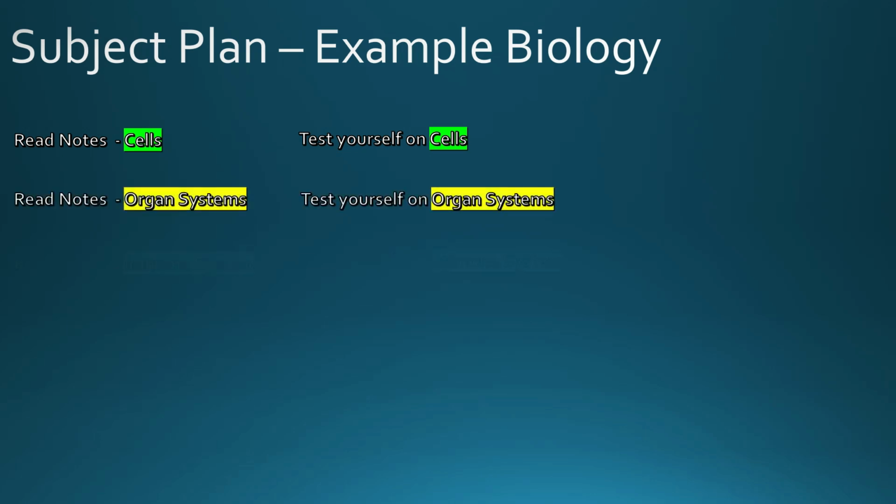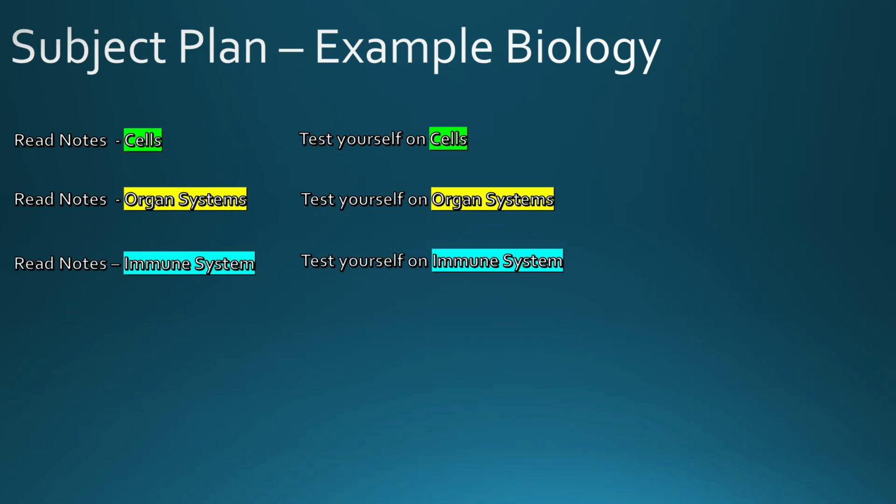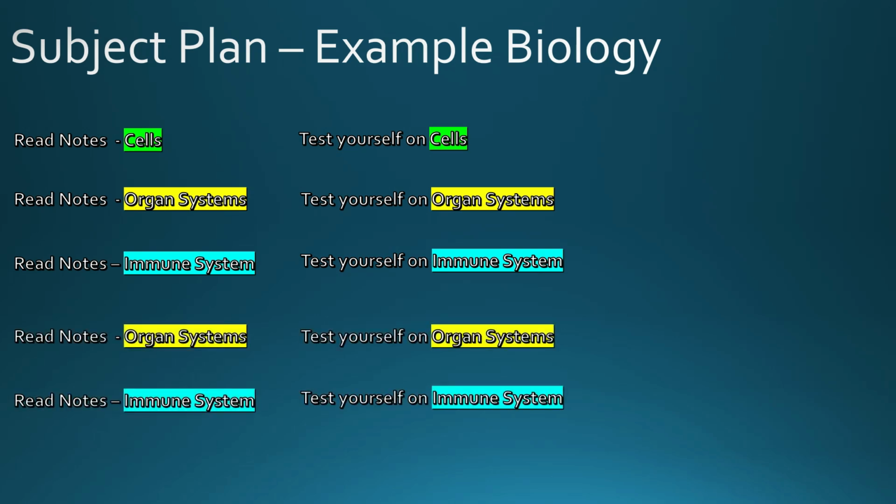You might then go through organ systems and then through the immune system. And you might have done really well on cells, so you decide not to revise that again, but there were issues with the organ systems and immune system. So you revise all of those by going through your flashcards again.